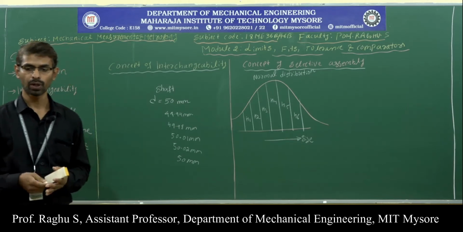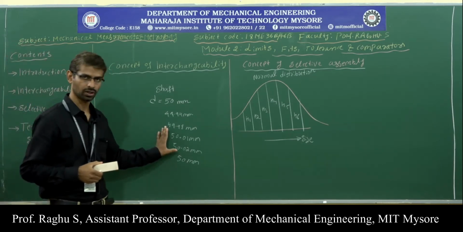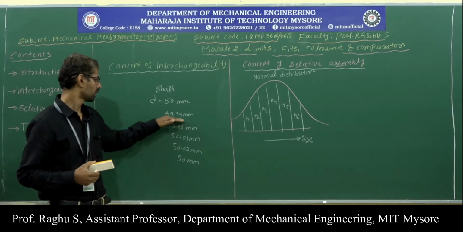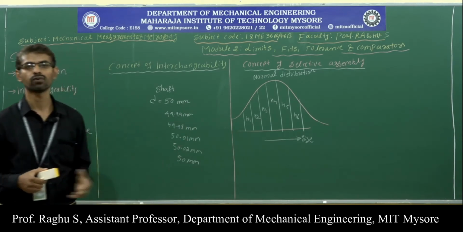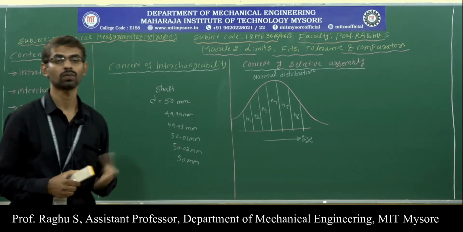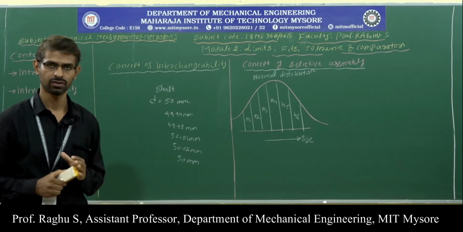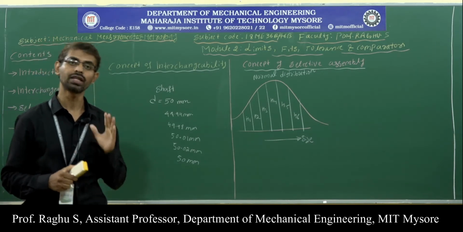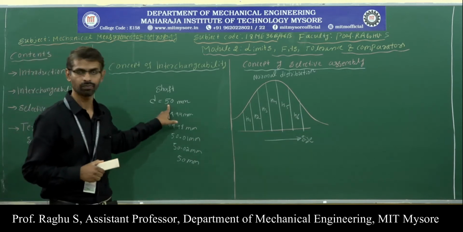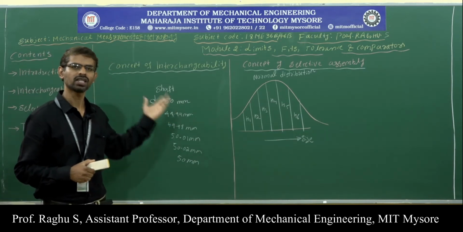Machines are unable to produce the exact dimension. Sometimes it may produce 49.99 or 49.98 or 50.01 or 50.02 or sometimes exactly 50 mm. Hence, it is difficult to produce the component to exact size. Then what are the reasons?